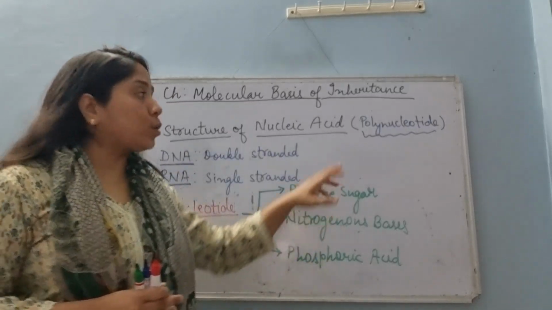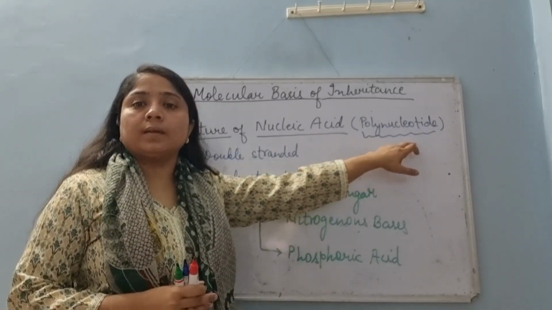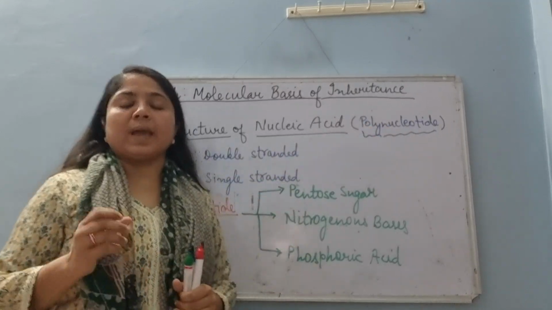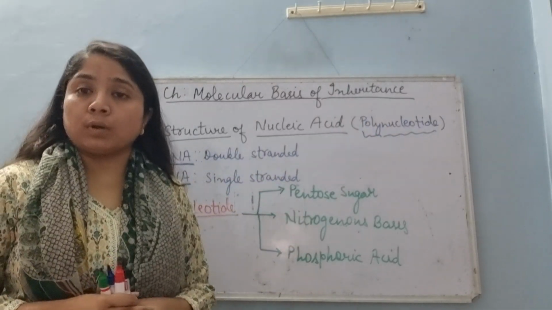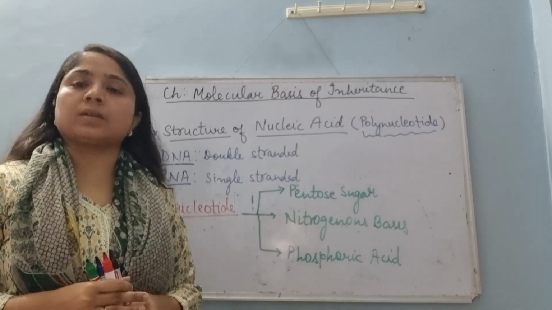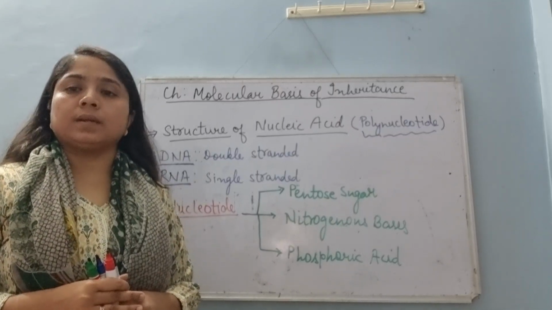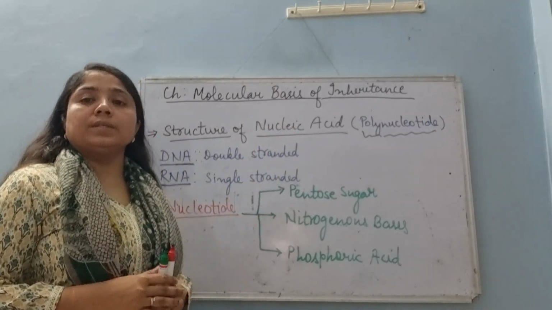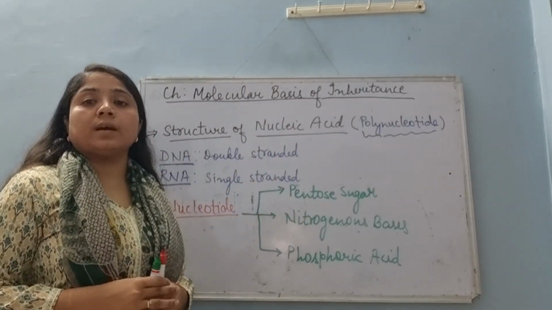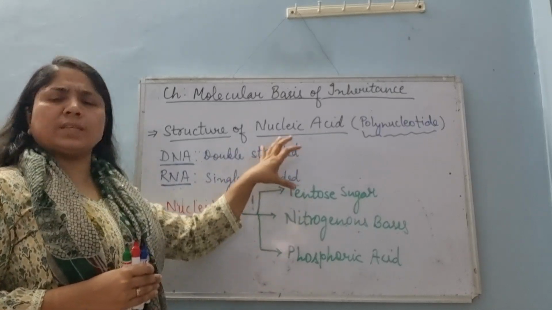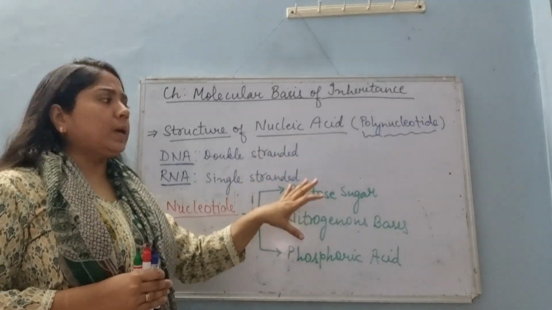Nucleic acid can also be called polynucleotide. Polynucleotide, as the name suggests, is made up of n number of nucleotides, or we can also say nucleotide is the structural unit of nucleic acid. There are basically two types of nucleic acids in living cells. One is DNA, deoxyribonucleic acid, the other one is RNA, ribonucleic acid. So we will see everything in detail in both of them.